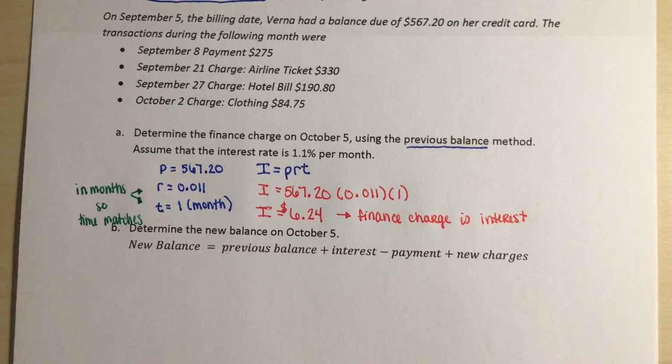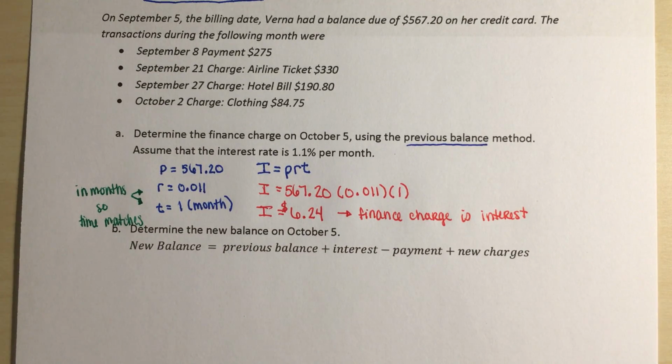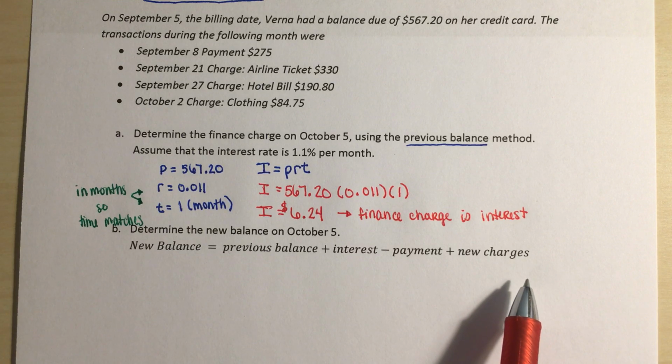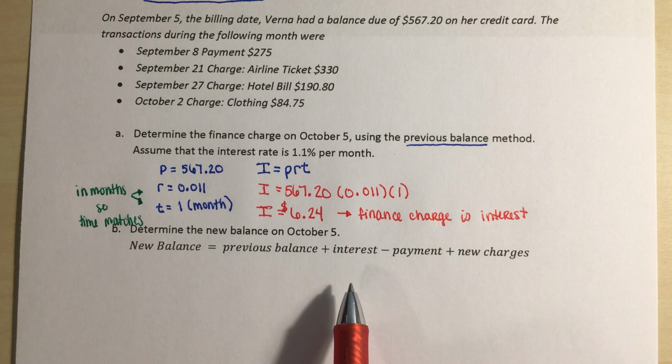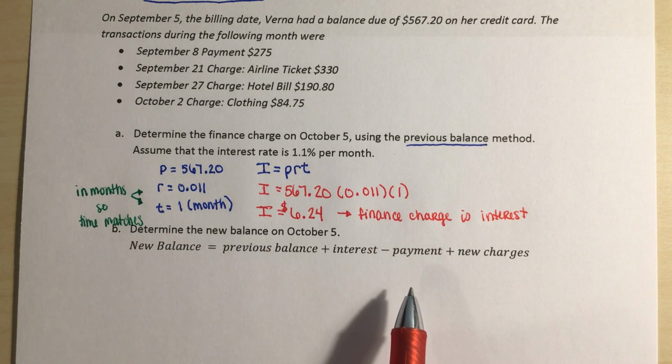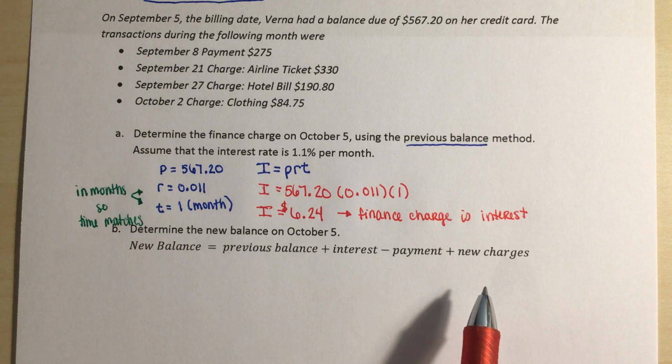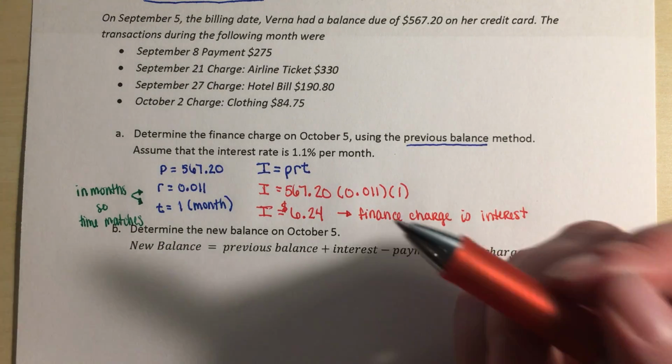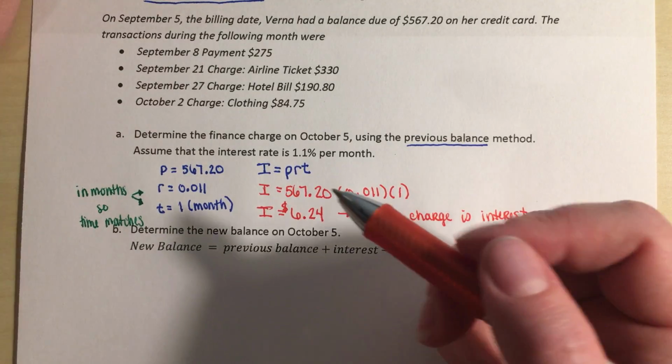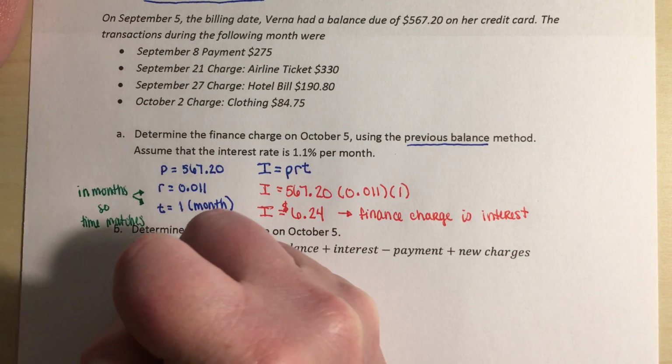Right, now for part B, we're asked to determine the new balance on October 5th. So we're going to take our previous balance. Notice we have a formula that kind of works through everything here. Add our interest, subtract any payments made, and add any new charges. Okay. So our new balance.